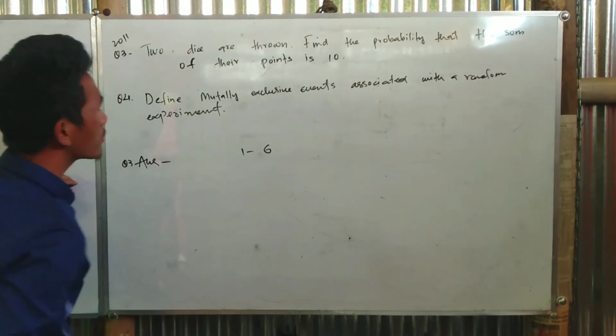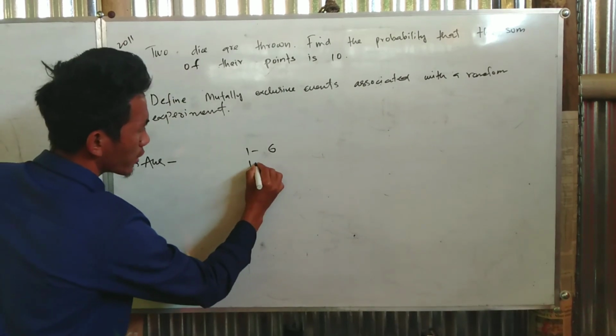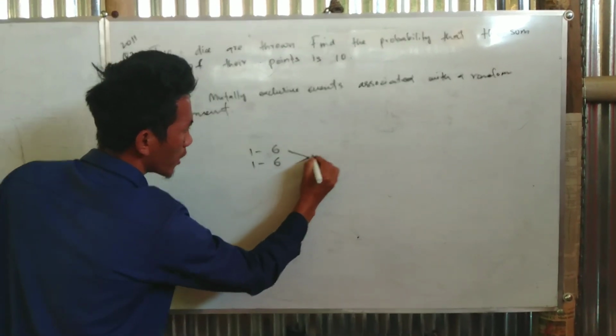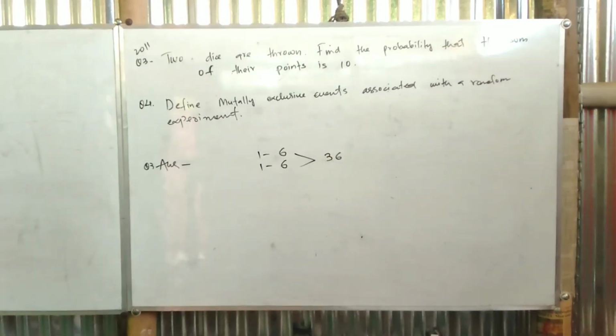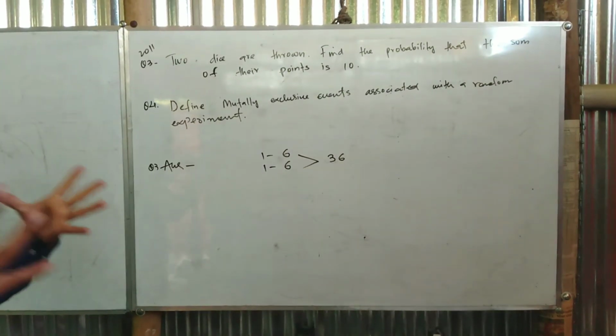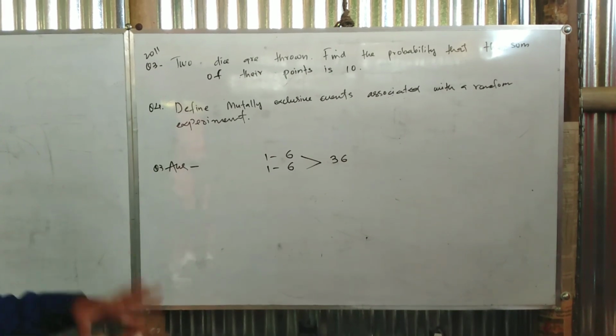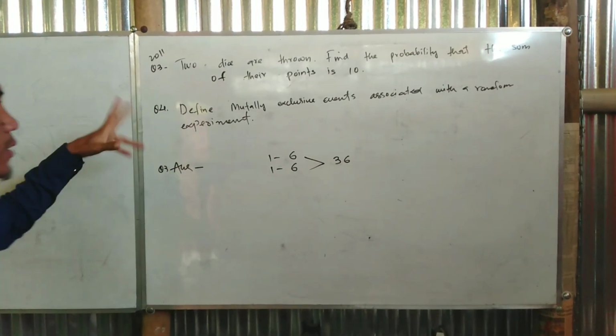One dice contains 6 faces, another dice contains 6 faces. Total possible outcomes are 6 times 6, which is 36. Okay, let's write the sample space. Sample space means all the possible outcomes, like I explained in question number 1.